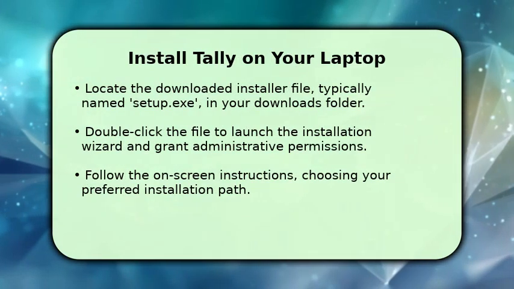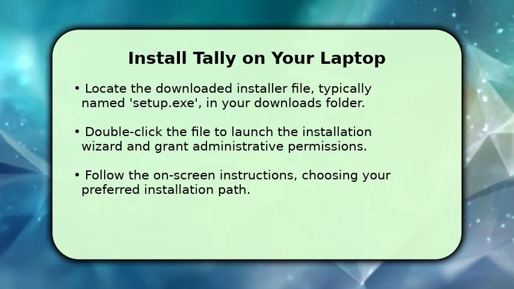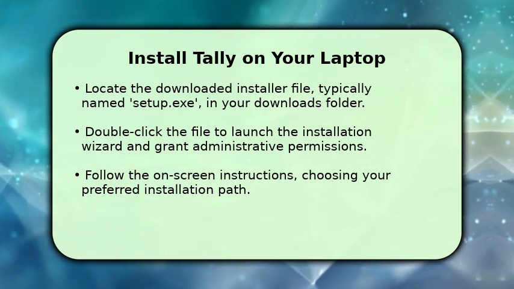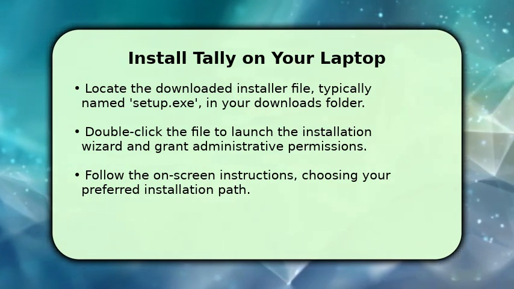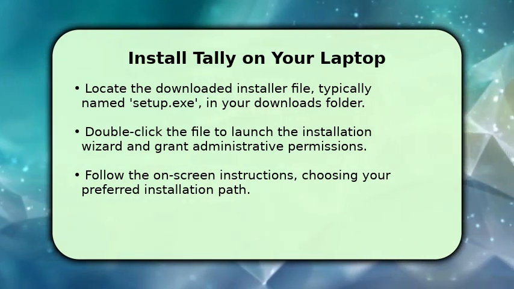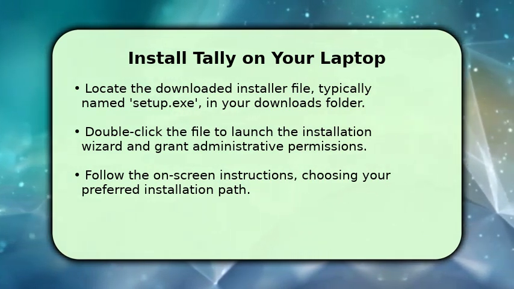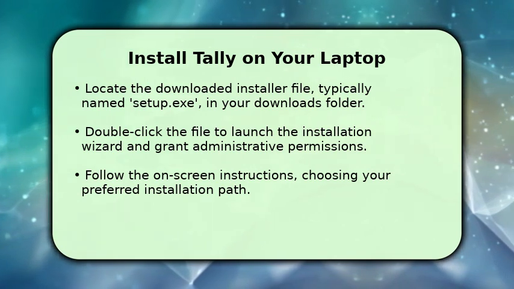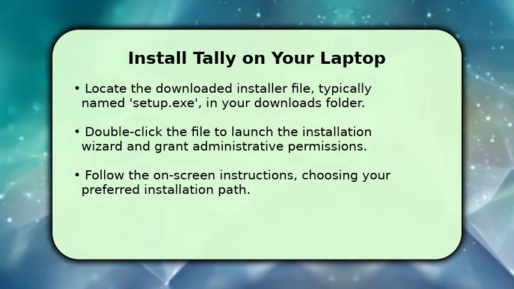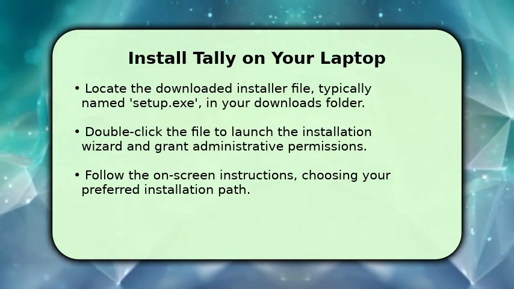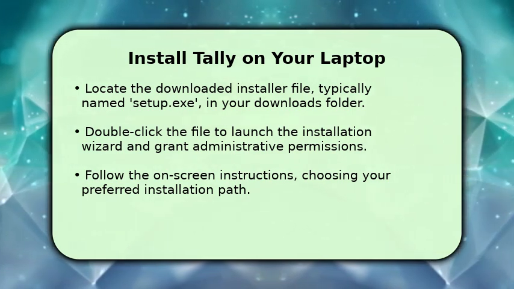Once the download is complete, find the installer file in your Downloads folder. It's usually an executable file. Double-click it to start the installation process. You might be prompted to allow the application to make changes. Click Yes. Follow the simple on-screen instructions, selecting your desired installation location. The installation typically takes between 2 to 5 minutes to complete, creating a desktop shortcut for easy access.